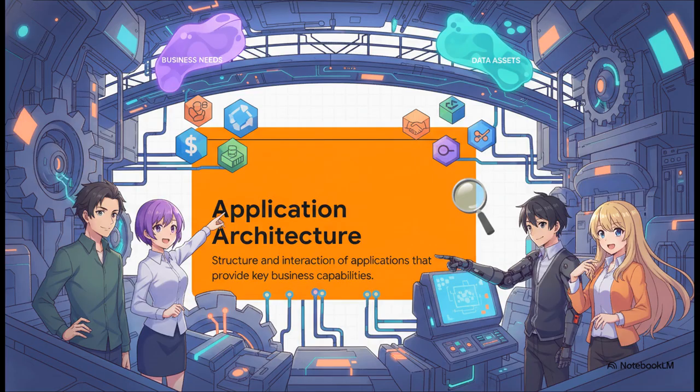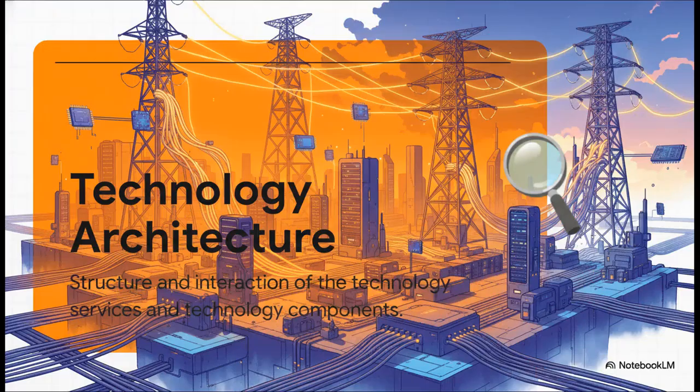It describes the structure and interaction of the actual software applications that provide our key business capabilities and manage those vital data assets. It's the machinery doing the day-to-day work. Finally, we've got technology architecture. This is the literal physical infrastructure. We're talking the hardware, the software, platforms, the tech services that support the applications, store the data, and ultimately enable the business to function. It's the concrete foundations, the power grids, and the fiber optic cables of our city.